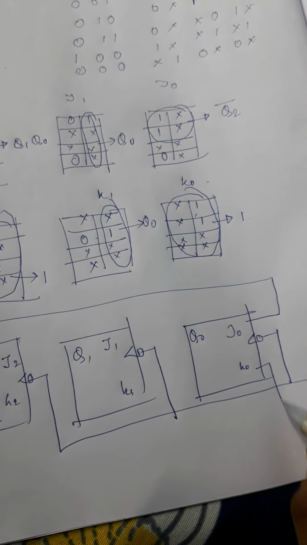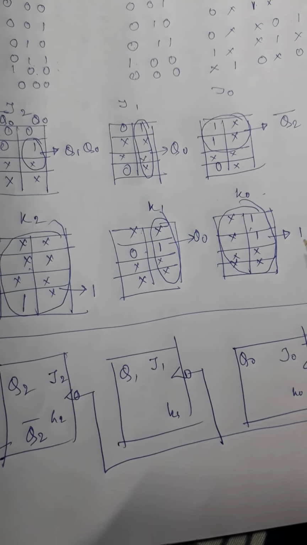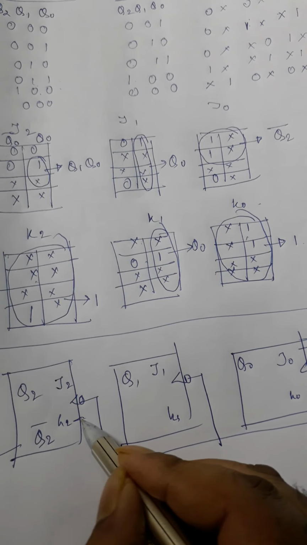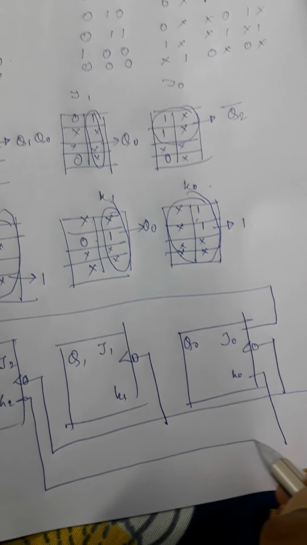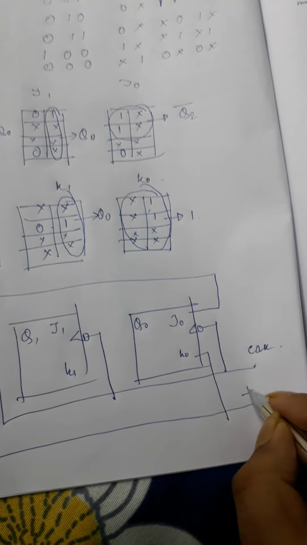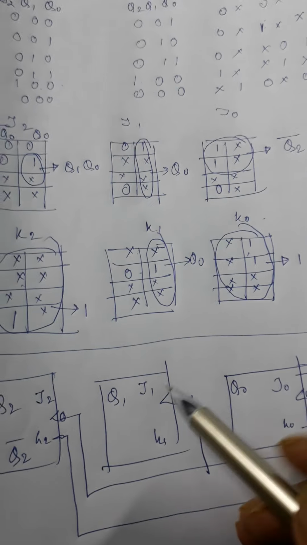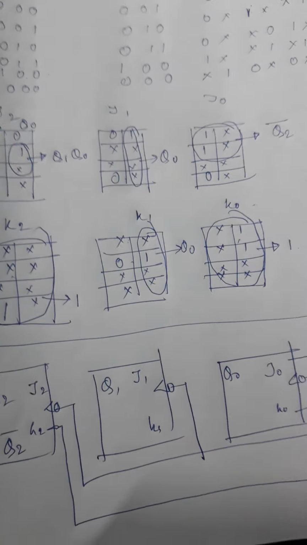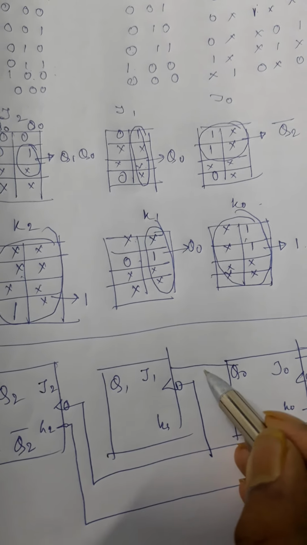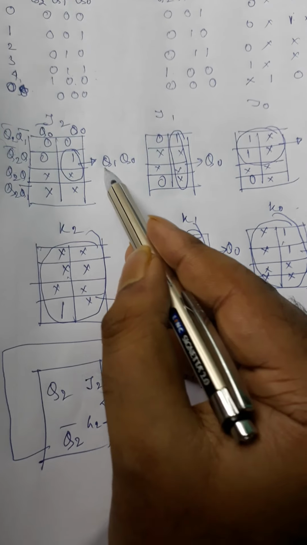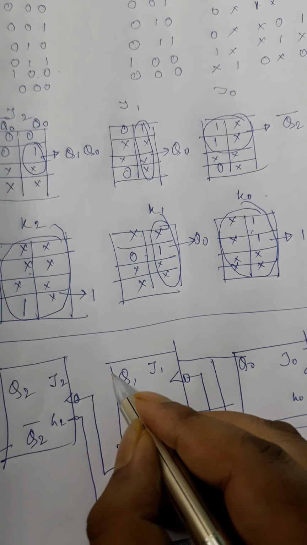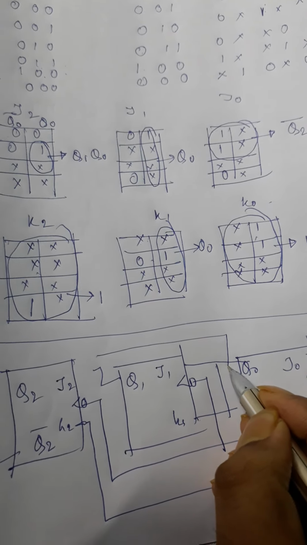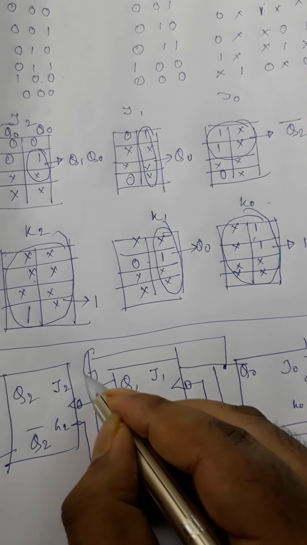What is the value of K0? It is 1. K0 is 1. And K2 is also 1, so we are putting voltage here. What is the value of J1? J1 is Q0, K1 is also Q0. J1 and K1 both are Q0, so we are giving them Q0. And J2 is Q1, Q0, so take Q1 and Q0 and give them to an AND gate. So this is the design.